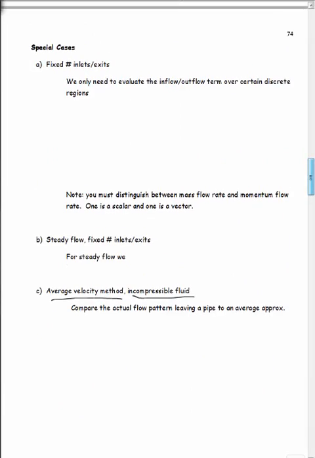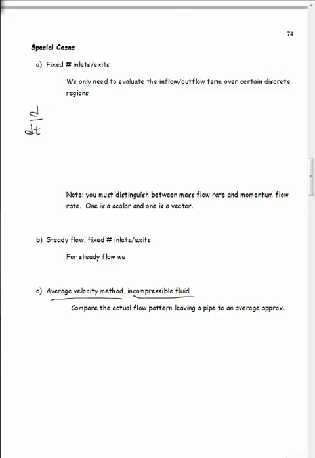So let's simplify that a bit. Usually we don't have that totally general case. So starting with the fixed inlets and exits, normally you don't have flow coming in and out all over the place. You have certain regions where it is, so we want to break that down. Makes our lives a little bit better.